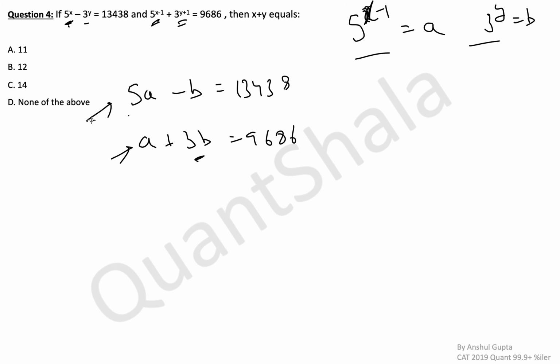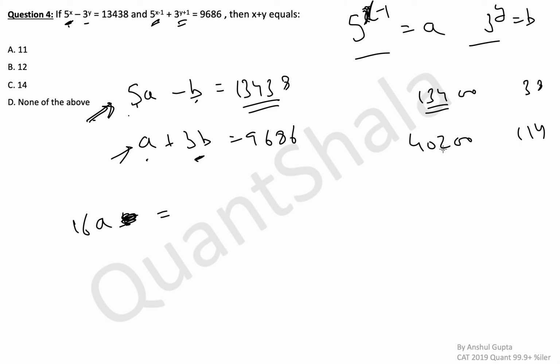Simply multiply the first one by 3, you get 15A minus 3B. Here you have A plus 3B. So what do you get on adding those? 16A plus 0, because minus 3B plus 3B cancels, is equal to 13438 multiplied by 3. You can break it into two parts: 13400 and 38. Multiplying, this one is very simple, you get 40200, and this one is 114. So adding this you get 40314.